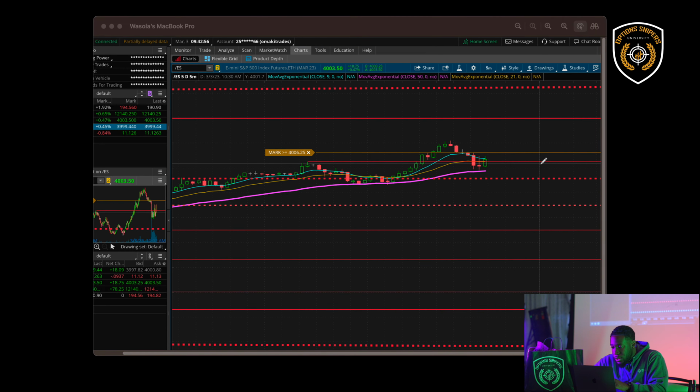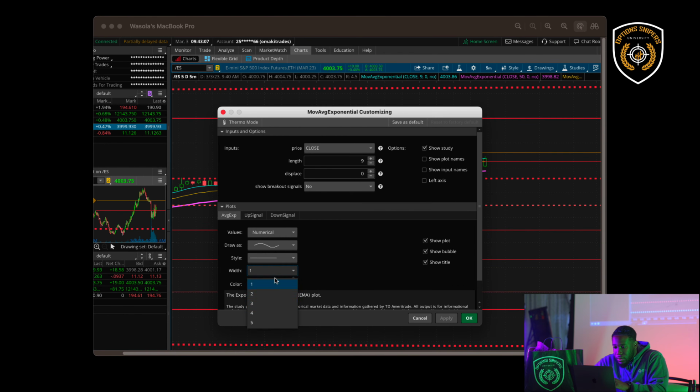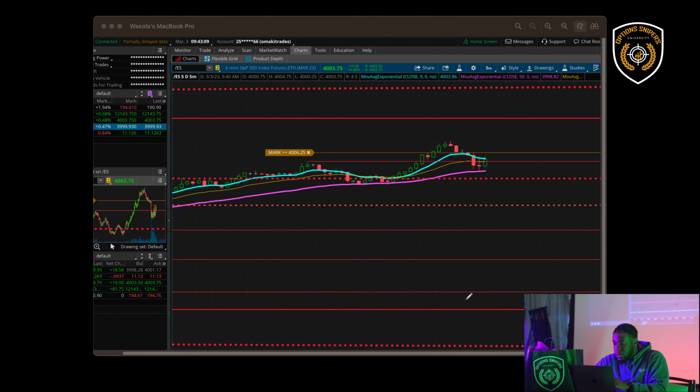Again, we're getting more pressure to the upside. However, I want to see us open above this blue line, okay? This blue line being the 9, all right? I want to see us open above it. Let's see. We have 2 more minutes left in this green candle.